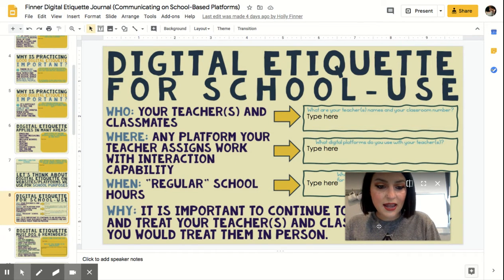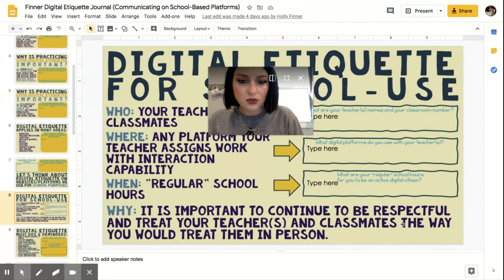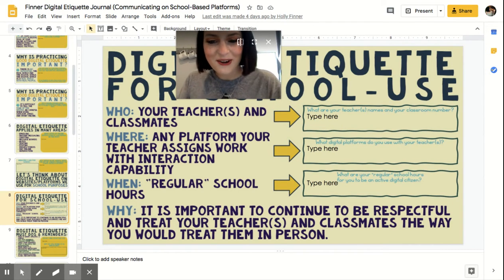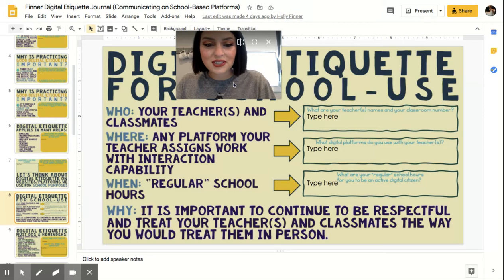All right, slide 8. This is digital etiquette for school use. I'm going to move myself once more. I want you to think about who your teachers and classmates are. Maybe type some names here on the right-hand side of some teachers that you remember. Don't worry about putting classroom numbers.